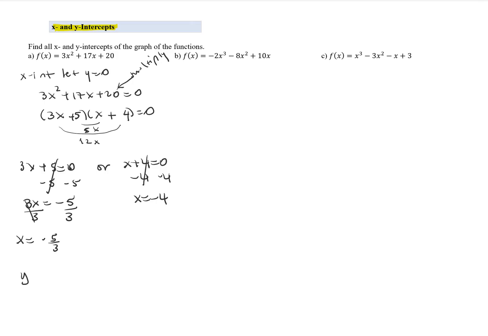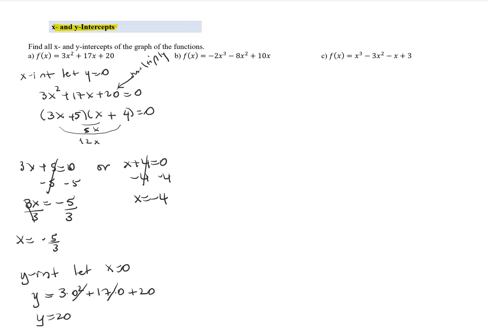To find the y-intercept, we let x equals 0, and this is usually the easy case. So into the original problem, we will substitute in 0 for x. So you see how we get 3 times 0 squared plus 17 times 0 plus 20. Those two terms cancel out their zeros, so we get y equals 20. That will be the y-intercept.